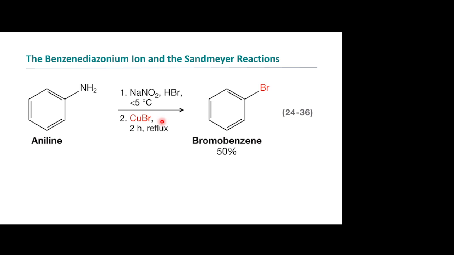Okay. The second reaction condition is actually copper bromide, 2 hours, and then we reflux it. So this will give us bromobenzene, 50% yield. This is a way to go back and forth between these two compounds in case you have, for example, aniline, and you need to get a bromo to do another reaction with it later on. Okay?